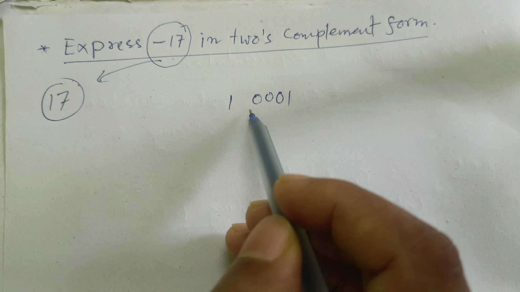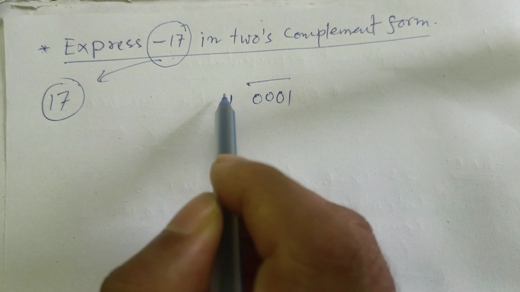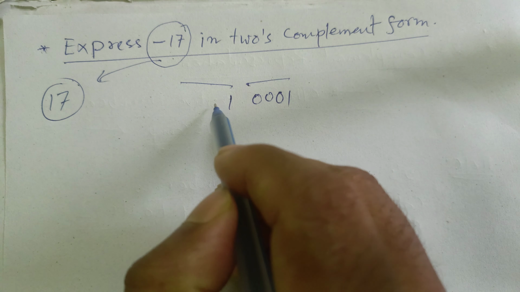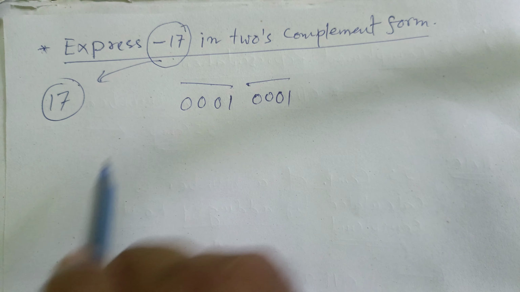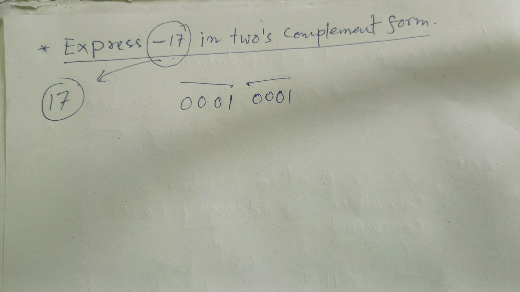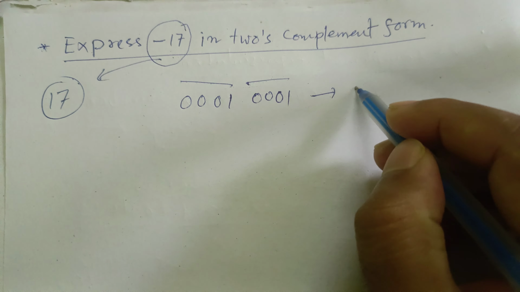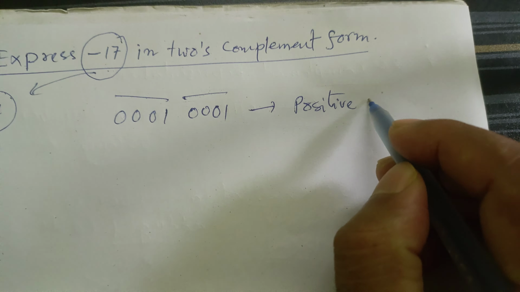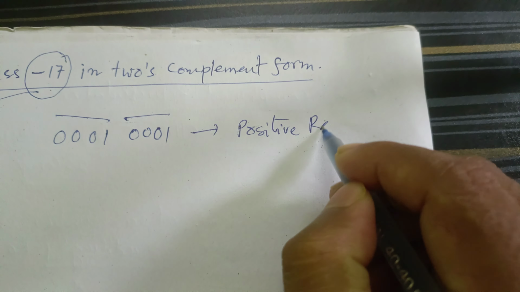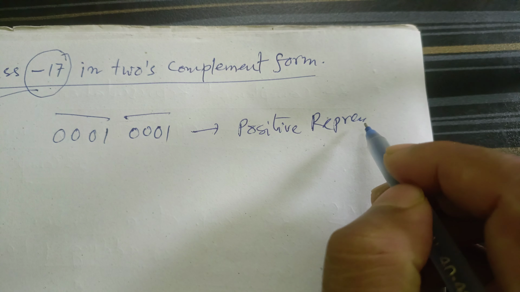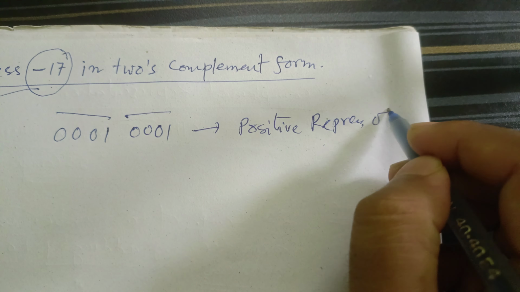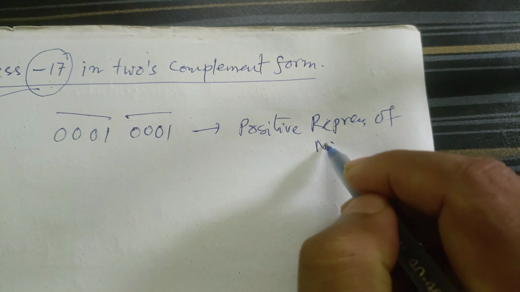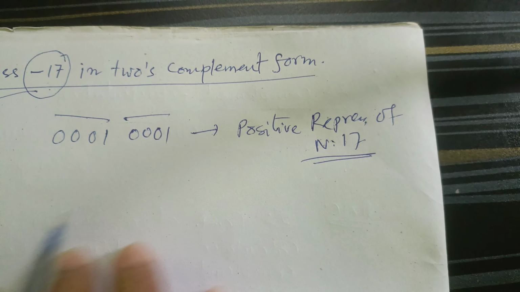And if you represent it in 8 bits, then this is the 4 bits, and then again we have to fill the rest of the 4 bits. So this one is the positive representation of the number 17, correct?